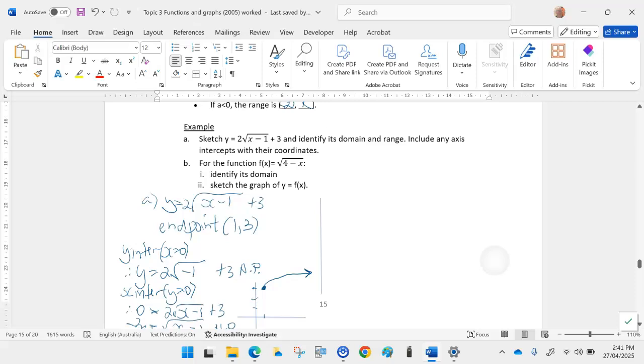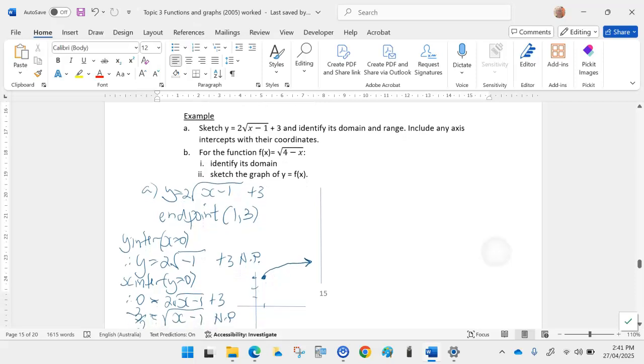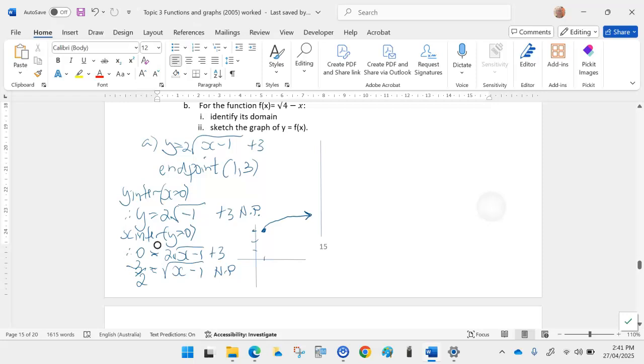Is there anything else? Identify its domain and range, including x-intercepts. Well, there are no x-intercepts. What's the domain and range of this thing? Domain: all our x values. So our x values start at 1, do they not? And they end up at positive infinity. So here, in this case, our x values are between 1 and positive infinity. So I'm just going to say x values are greater than or equal to 1. That's all we have to say.